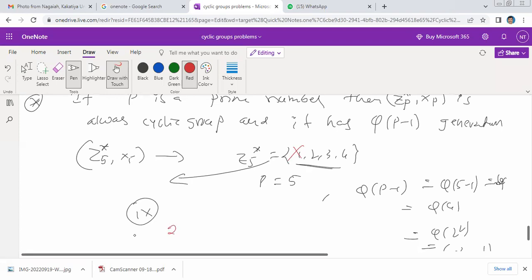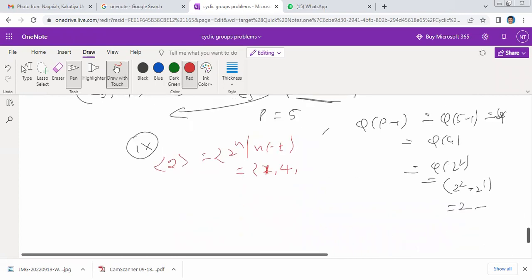2 is a generator: 2 to the power of n, such that n belongs to Z. 2 power 0 is 1, 2 power 1 is 2, 2 squared is 4, 2 cubed is 8, which modulo 5 is 3. That's all. What is the inverse of 2?